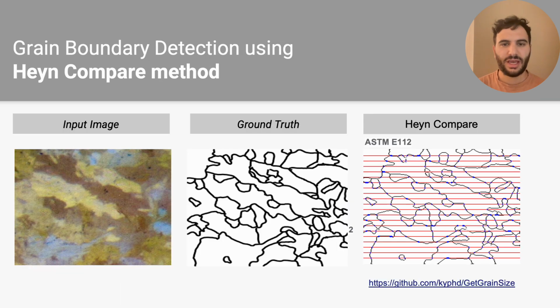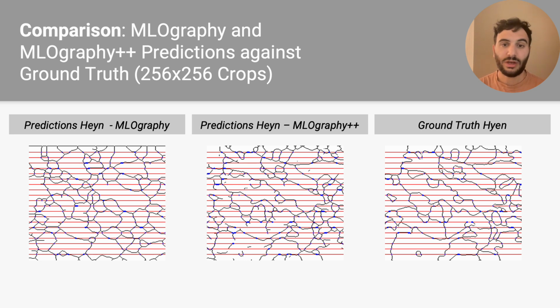Here you can see the Heyn compare method applied to a cropped image from the TBM dataset using horizontal lines to measure the grain boundaries. So now we can create a direct comparison between MLOgraphy, MLOgraphy++, and the ground truth using our Heyn compare method. Each crop is 256 squared pixels, and the red lines represent the fixed test lines used to calculate grain size.